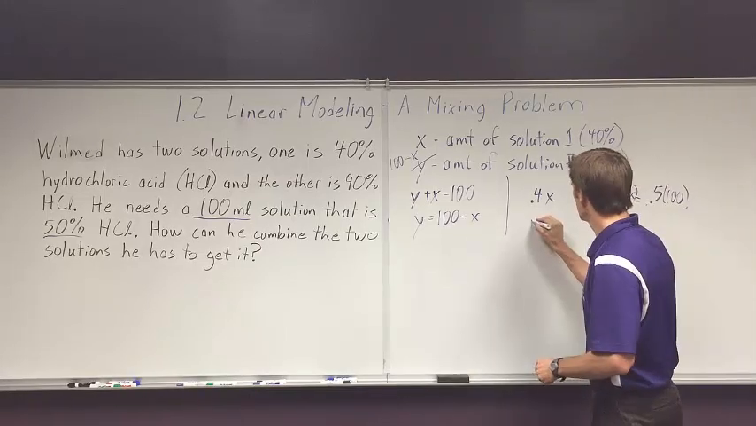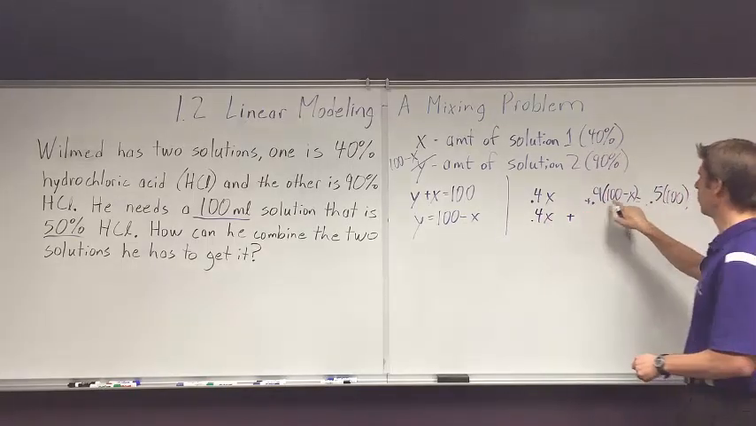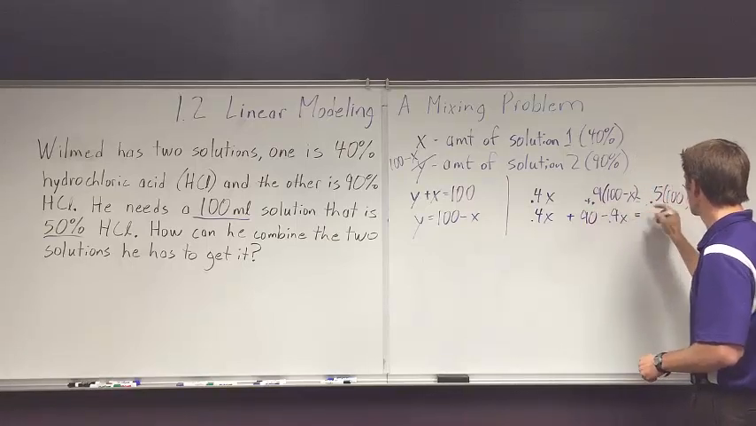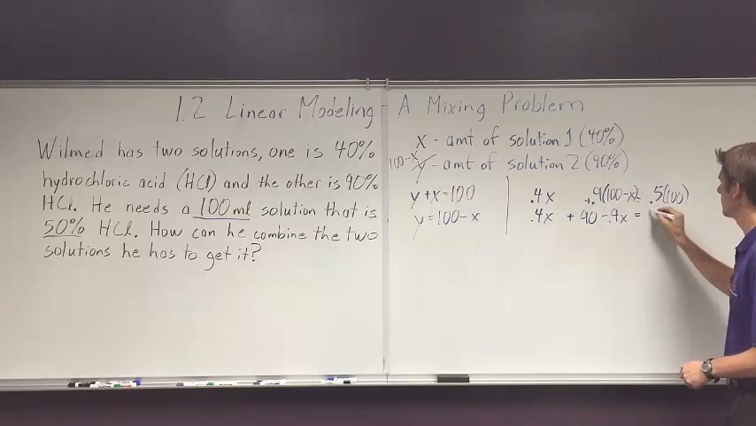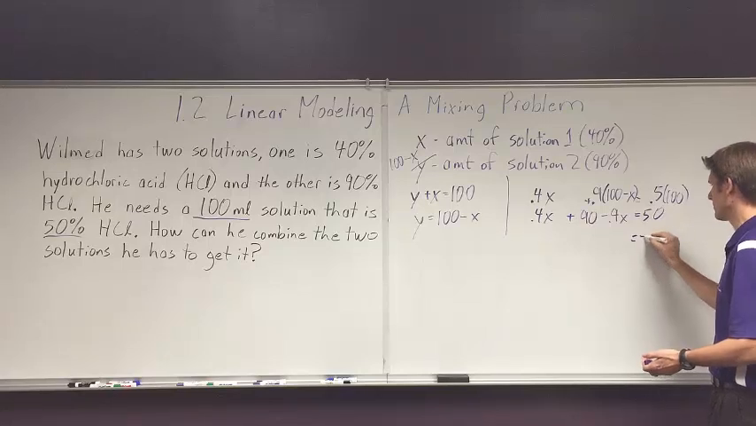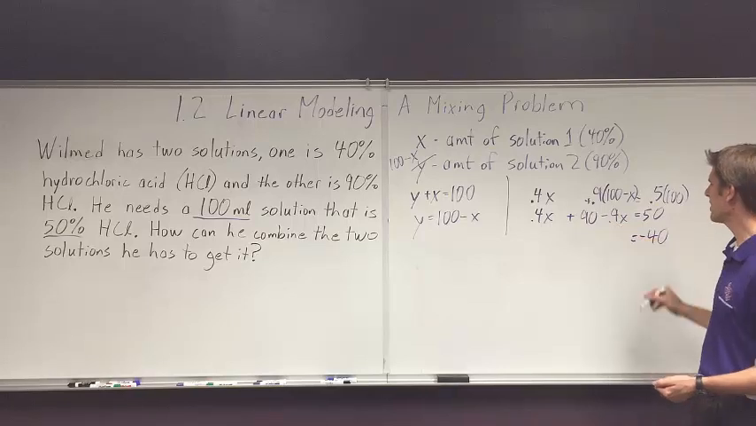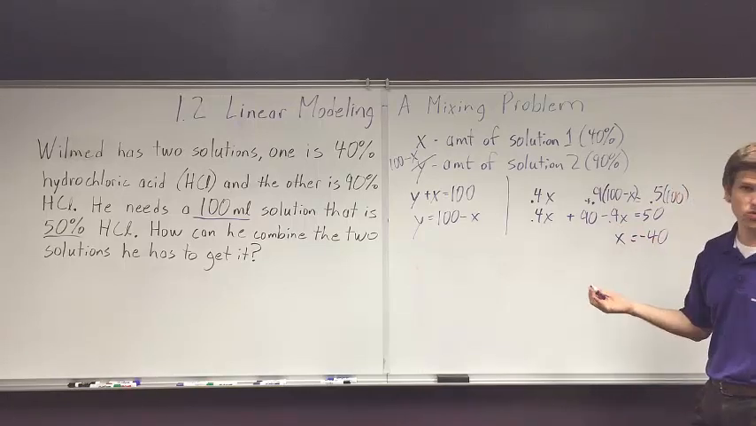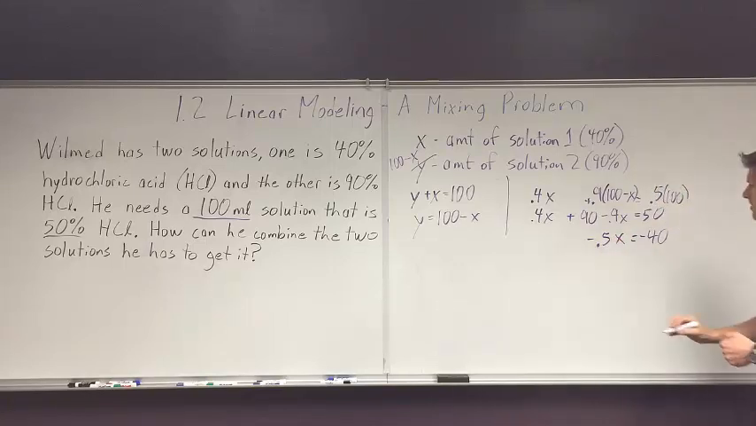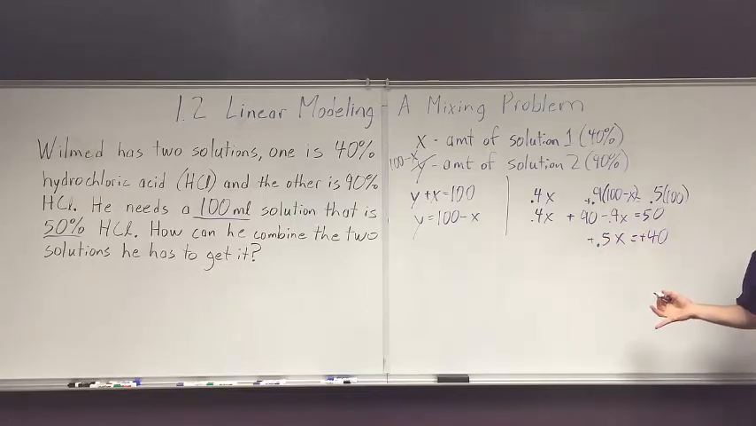So I've got 0.4x. What do I have to do here? Well, I have to distribute. So 0.9 times 100 is 90, minus 0.9 times x. 0.5 times 100 is 50. I'm going to gather like terms. Let me subtract 90 to the other side. Then 0.4x minus 0.9x gets me negative 0.5 x's. Okay, so I've got two negatives. Often what we'll do is just multiply that by negative 1.